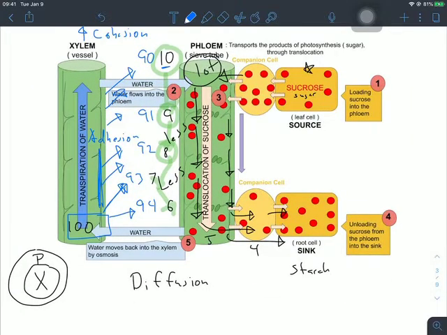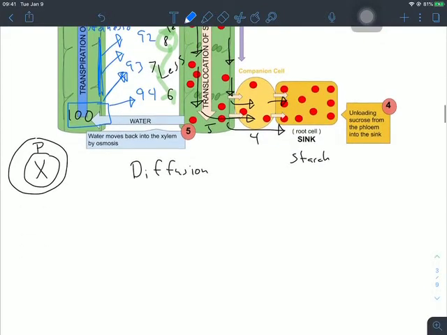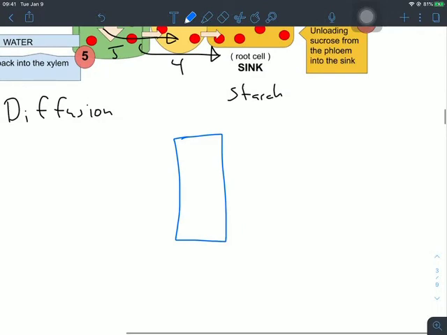So let that sink in for a moment. This whole beautiful source-sink relationship. In a bit of a simplified cartoon, I'll draw it out again. You've got lots of water coming in from the roots, and then it's being pulled up by cohesion to the stomata.